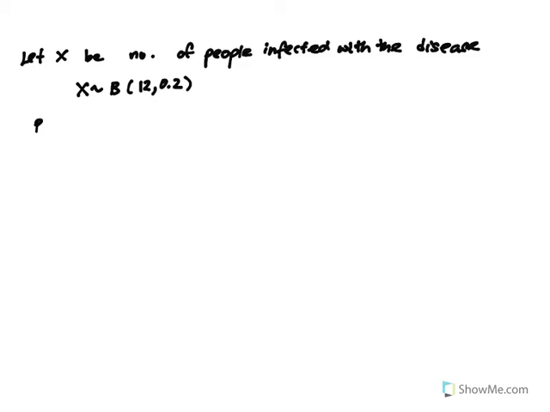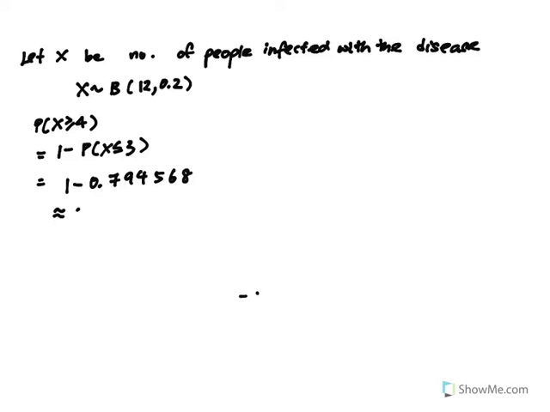So the probability of X greater than or equal to 4 will just be 1 minus the probability of X less than or equal to 3. With that, just use binomial CDF on your GC, and this is what you get. Approximately the answer is just 0.205.